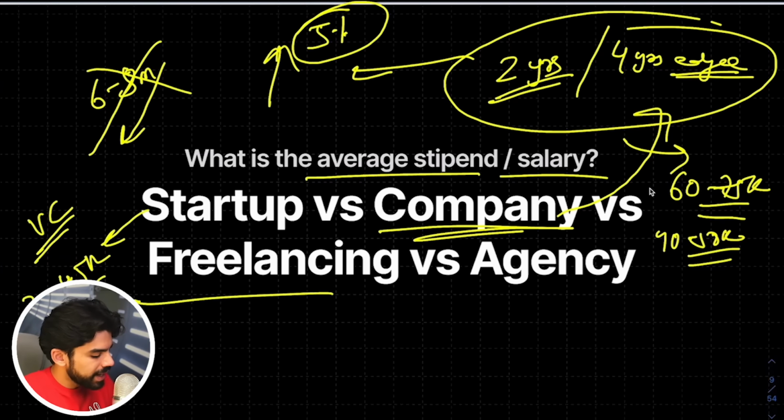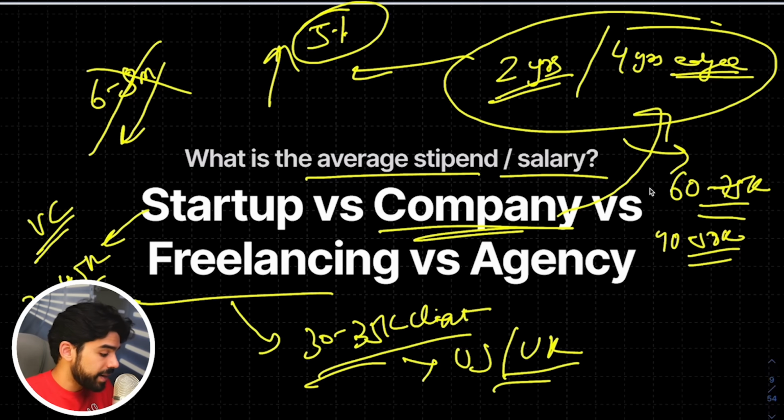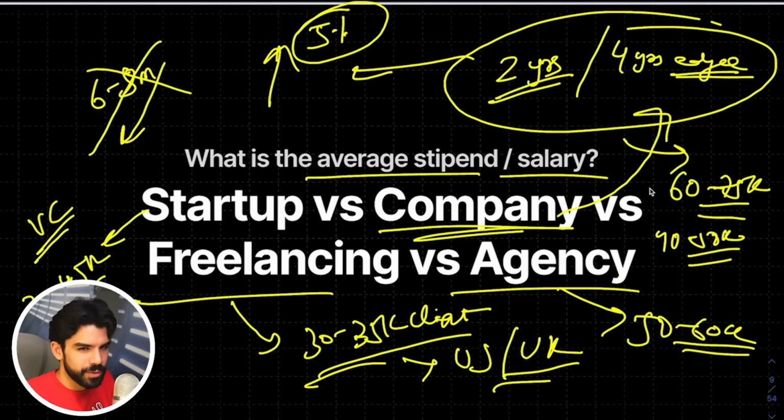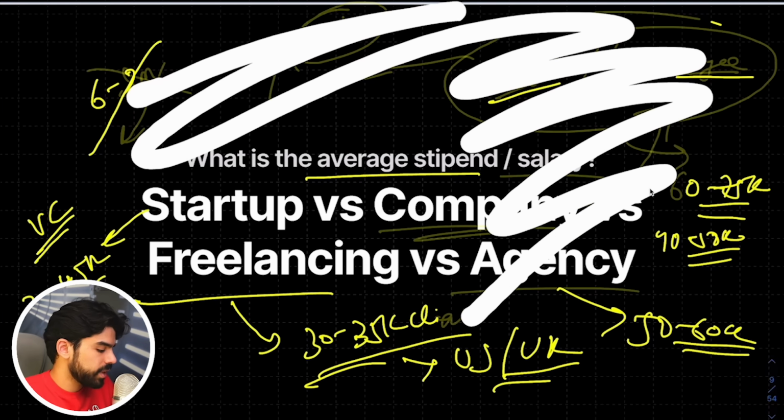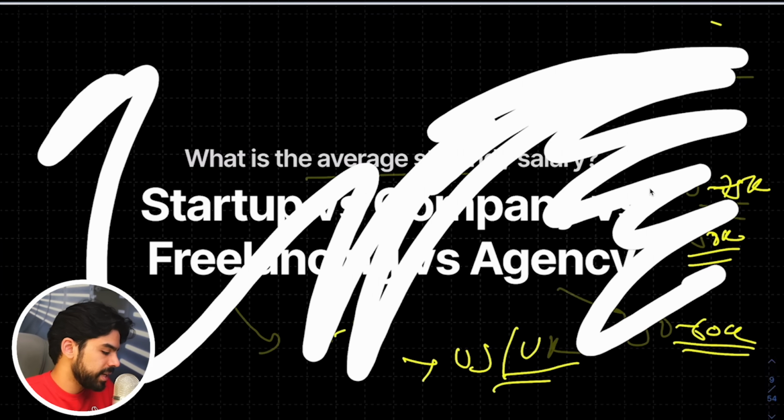In terms of freelancing, people usually get 30 to 35,000 rupees per client. These new freelancers, if you get someone from US or UK, that is even better. In agencies, it's usually around 50 to 60k per month. I don't recommend working for an agency at the beginning of your career. It's a tough field. So if you're getting into a new VC-backed startup, that has the maximum upside and you can get paid well as well.